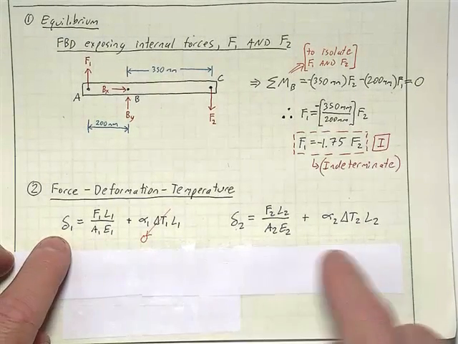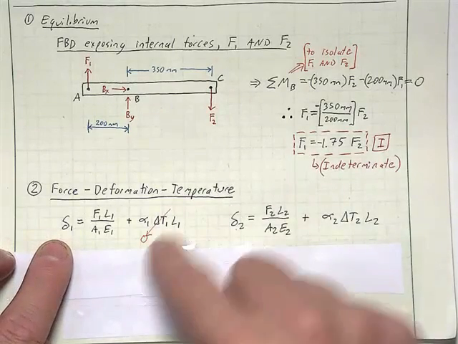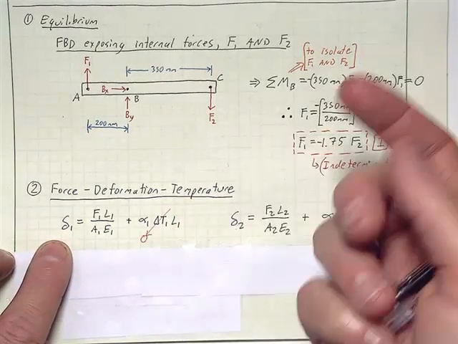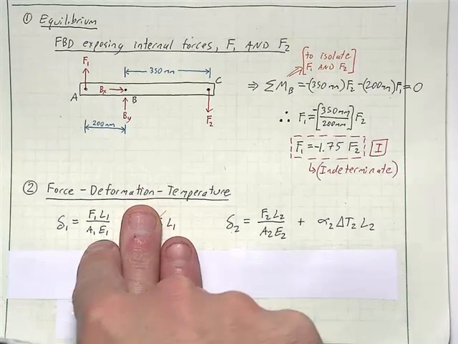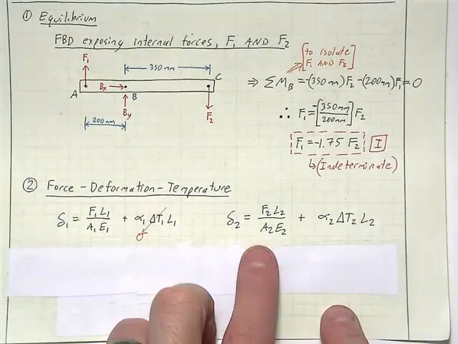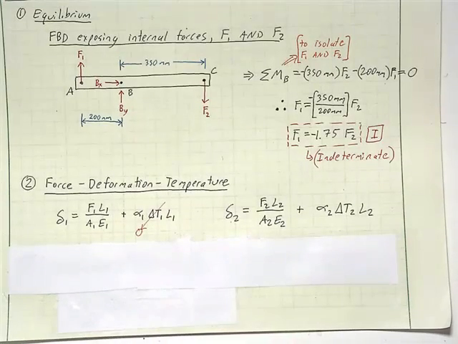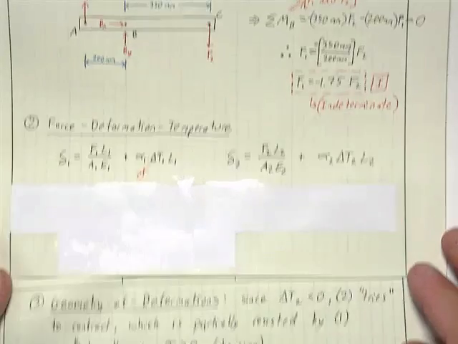And we write them out completely, but I have crossed out here the temperature change in 1 because it's just 0. So for member 1, we just have the force deformation relationship. For member 2, we have the force deformation temperature relationship. Our third tool here is the geometry of deformations.